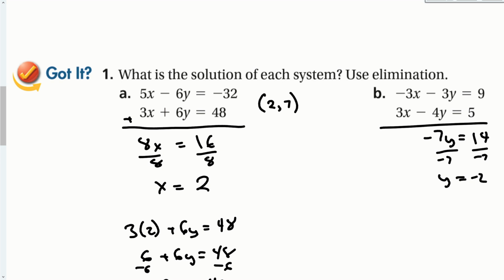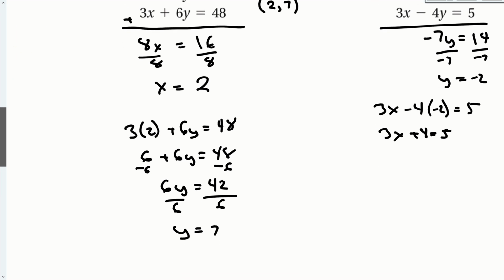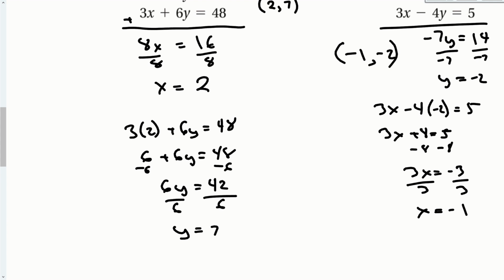Looks a little simpler. 3 times, oops, don't plug it in for x because it is y. 3x minus 4 times negative 2 is equal to 5. Okay, so that's 3x plus 8. Get a little more room. Subtract the 8 from both sides. 3x is equal to negative 3. And x is equal to negative 1, which makes the point where these two lines intersect negative 1, comma, negative 2.